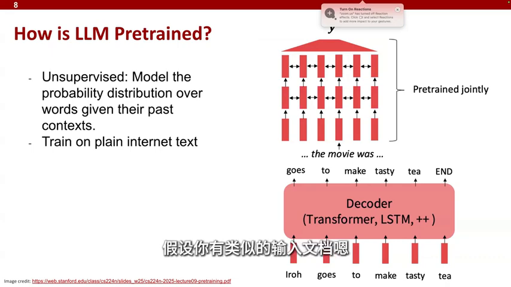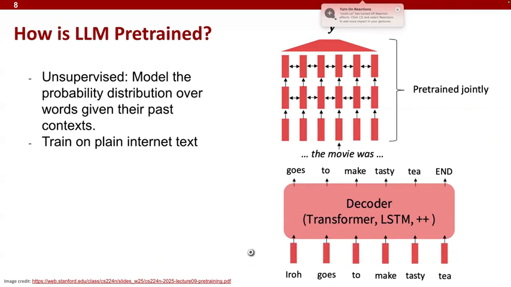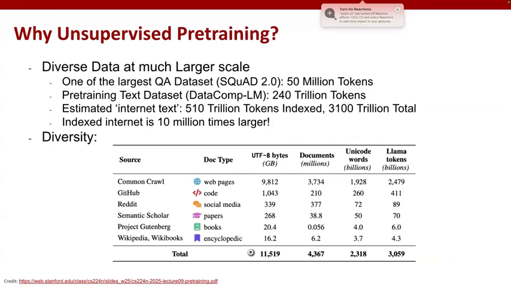Suppose you have an input document. You split the input document into overlapping windows, and you essentially feed the whole input into the model and ask the model to predict the next token. So it's basically next token prediction on the scale of the whole internet text. That's a pretty simple idea, right?